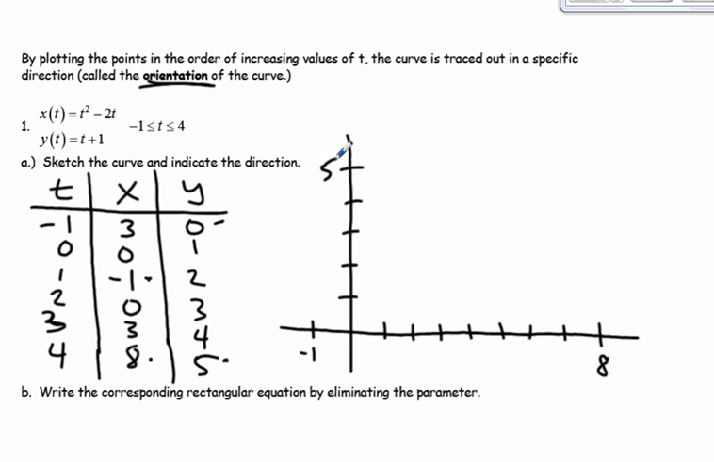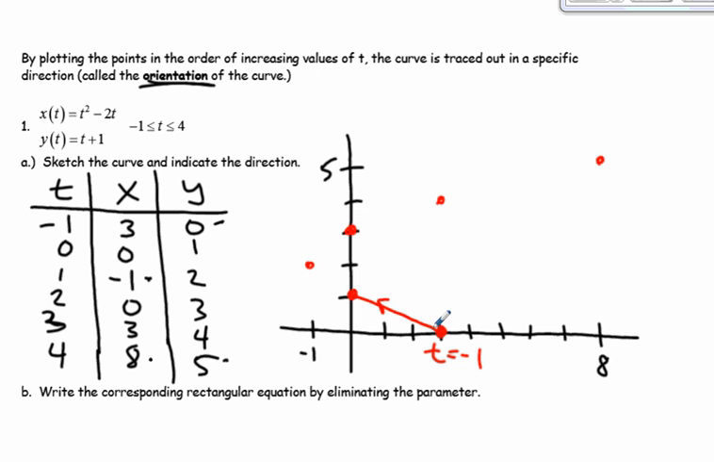Now I'm going to be plotting these points. My first point is the point 3, 0. That's when t equals -1, not t equals 0, sorry. Then I'm going to move to the next point, which is 0, 1. So I'm moving from the point 3, 0 to that point 0, 1. We have this orientation, this time component going on here. Then -1, 2, then 0, 3, then 3, 4, and then finally 8, 5.